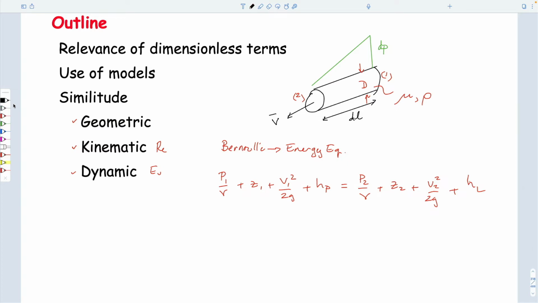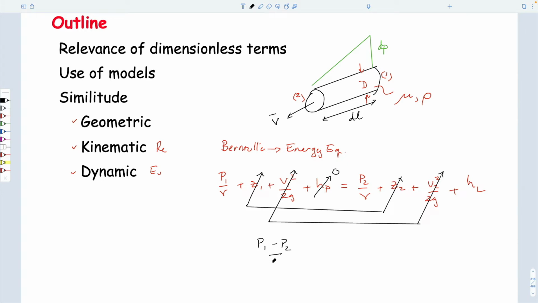And what we can do is if it's a horizontal pipe, then this and this disappear, making life easy for ourselves. If the cross-sectional areas upstream and downstream are also the same, then by definition the velocities have to be the same. And so these terms cancel out. If we're not putting any energy into the system as a pump head, then we end up with P1 minus P2 over unit weight is equal to the head loss.